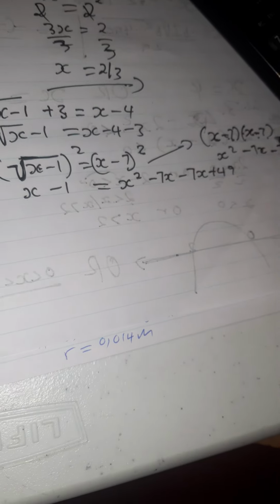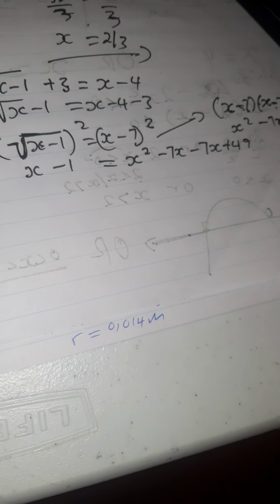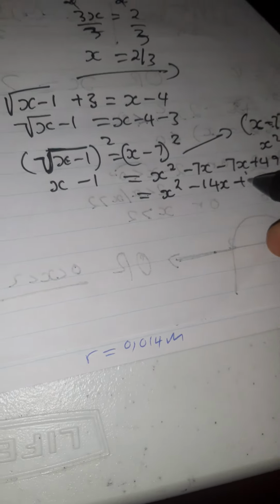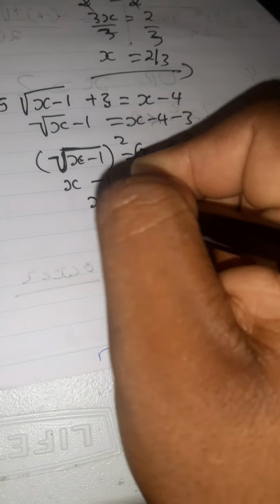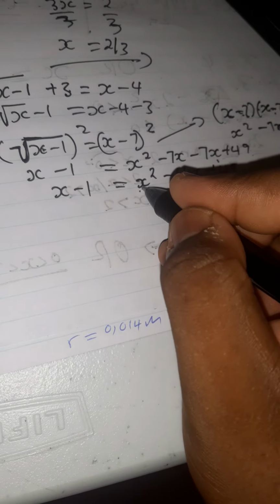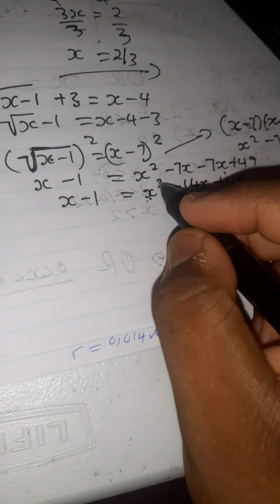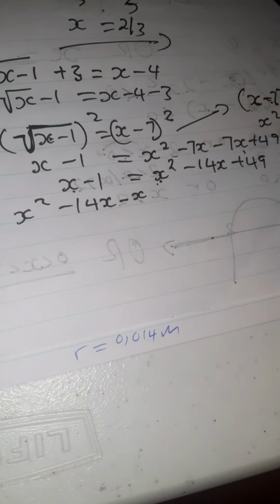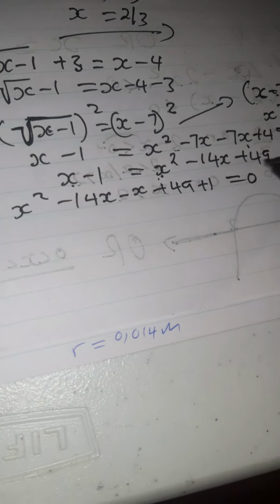Then 7 times 7 is 49. That's how it came to this one. So when I simplify it, it's going to be x squared minus 14x plus 49, x minus 1. Then let me do my like terms. My x squared is positive, so there's no need for me to take it to the other side, to prevent some trouble. So let me just say x squared minus 14x minus x, I'm grouping like terms, plus 49 plus 1 is equal to 0.